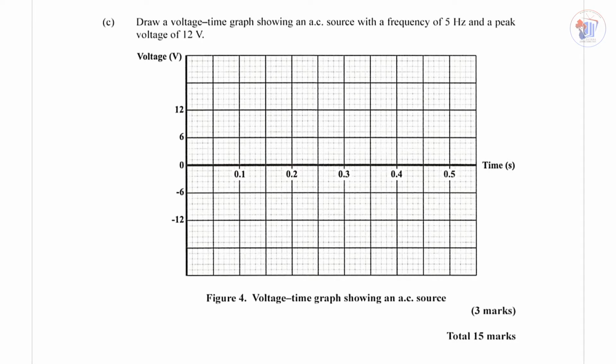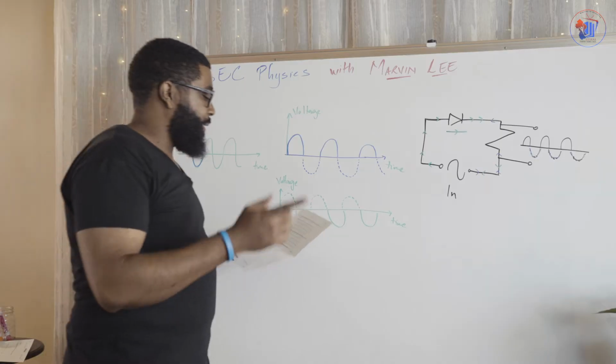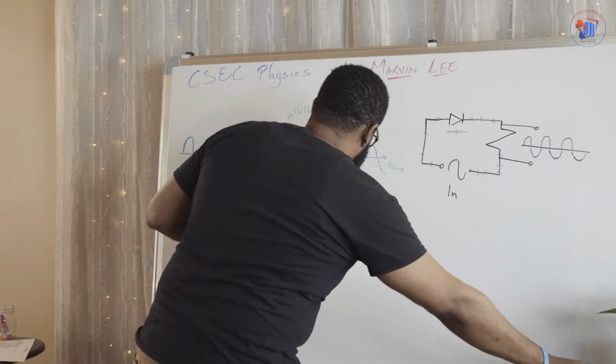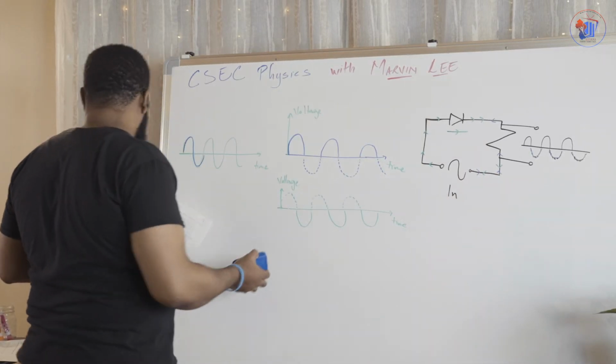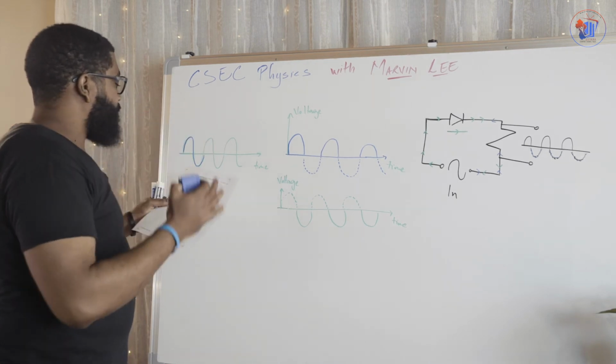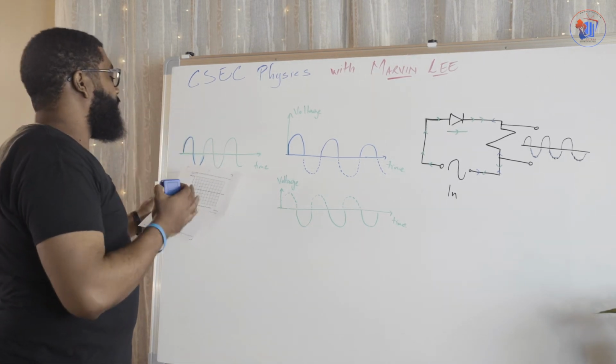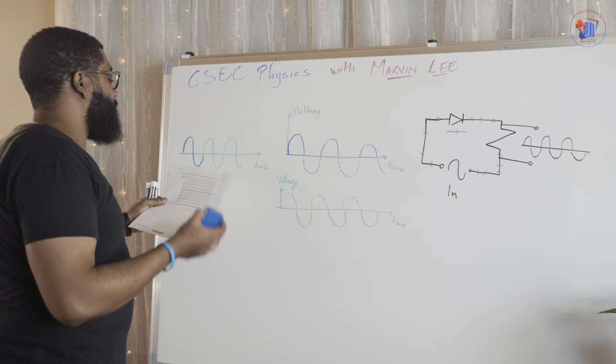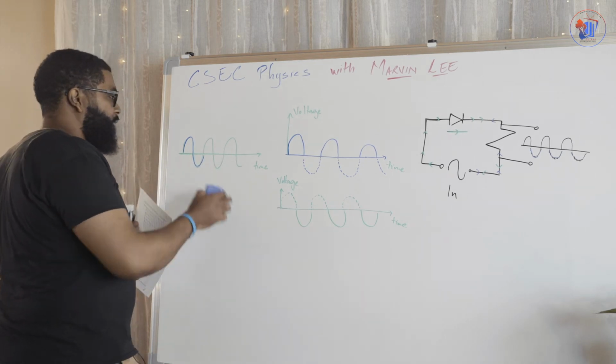It says, and I'm reading again, draw a voltage time graph showing an AC source with frequency of 5 Hz and a peak voltage of 12 volts. Now you might be like, is this related to this question? No, it's not. It's not related to this part of the question, but it's important nonetheless. Now, they say draw a voltage time graph showing an AC source of frequency and peak voltage.